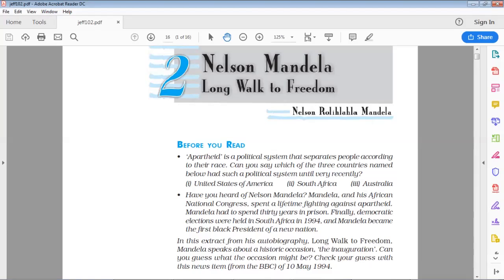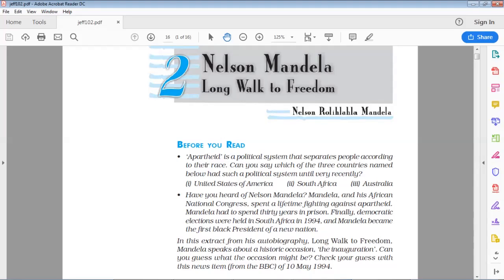Now, the second question is, have you heard of Nelson Mandela? Mandela and his African National Congress spent a lifetime fighting against apartheid. They set up a group called the African National Congress, ANC, and many people joined it and fought against apartheid. And Mandela had to spend 30 years in prison in order to get freedom.